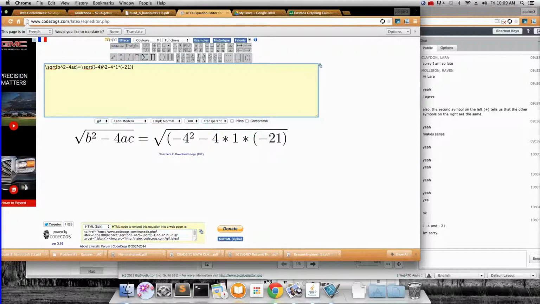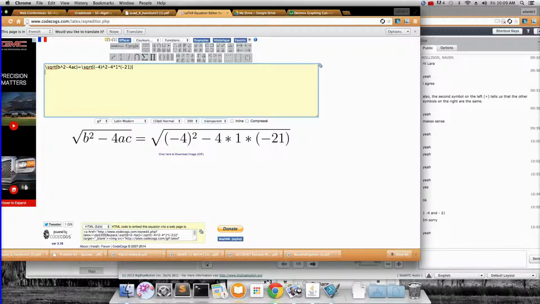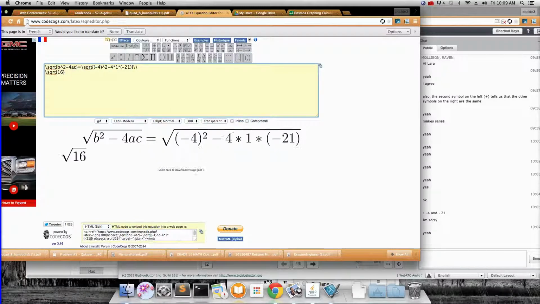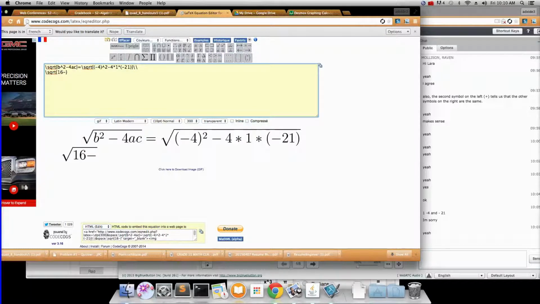All right, are we cool with that? All I did is I just plugged it in. So that would be equal to the square root of 16 minus 4 times 21, which is 84. Right? 4 times 21 is 84. Everyone agree with what I wrote down so far?